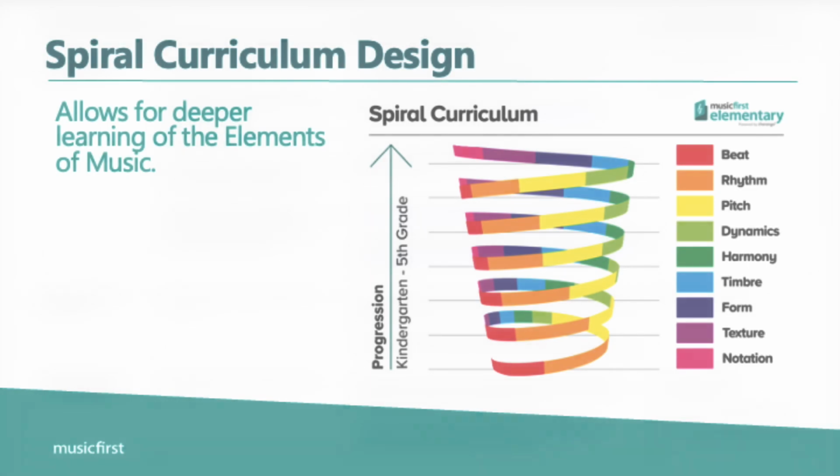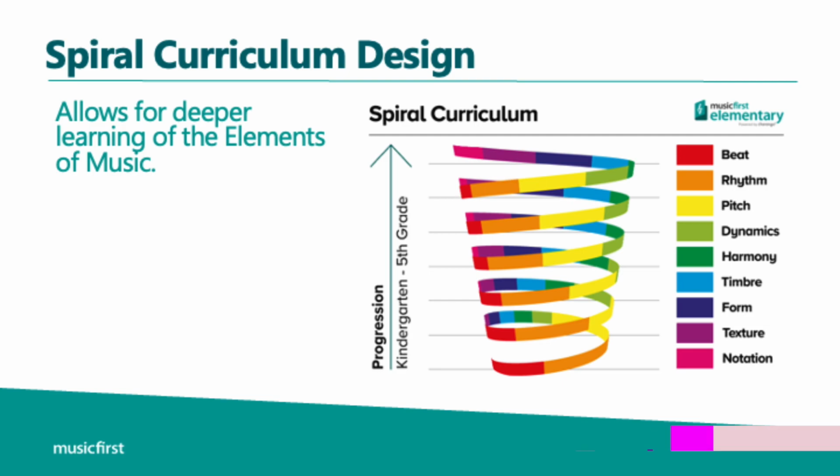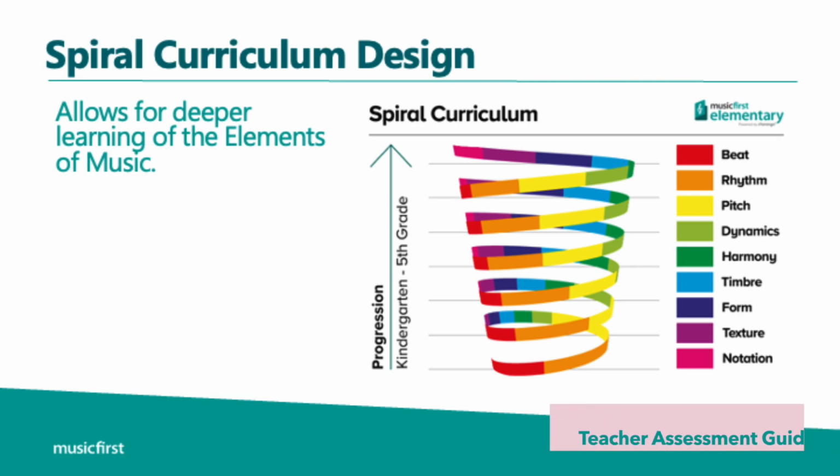As students progress through the grades, we'll focus less on earlier elements and more on later ones, creating a spiral effect. Each element in each grade level has its own set of learning objectives, outlining what the students should understand and be able to do. For more detailed information, refer to the Teacher Assessment Guide.